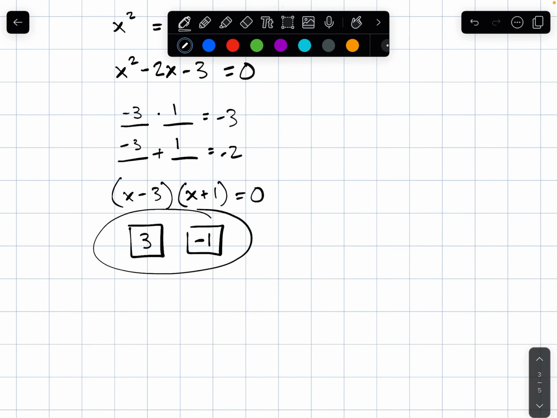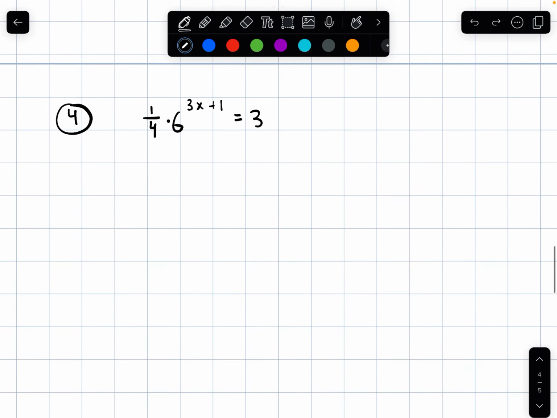So you can see that my numbers worked out to be kind of nicer numbers, right? They're not irrational numbers that I had to use my calculator for. This is a non-calculator problem. All right, question number 4.